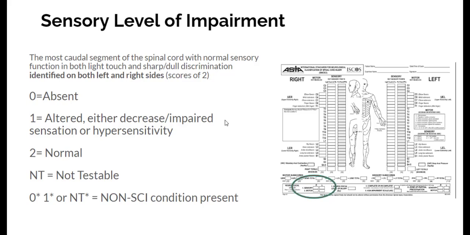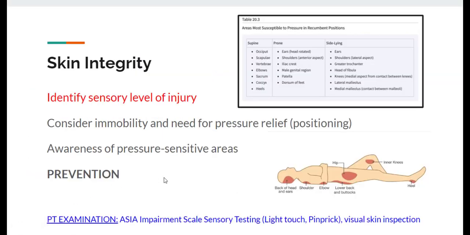We already know this. We're going to be assessing ASIA, so the sensory level of impairment. I'm not going to spend time here because we spent a whole lot of time last week. So just keeping in mind that that's giving us our sensation and thinking about that sensation and the sensation impairments in regards to what sort of skin integrity we need to keep our eyes on. And we're going to think about the immobility and how they're going to be doing pressure relief.